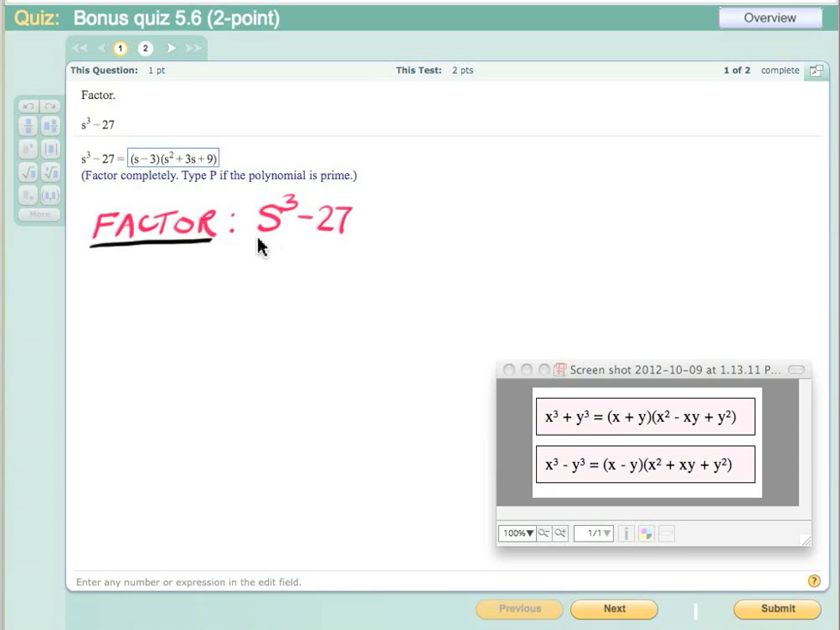Now, when I first look at this problem, I don't see straight away that I have the difference of two cubes. That's what they're going to do. They're going to camouflage that fact in a lot of different ways, and you're going to have to do some massaging. I see that the first term is certainly a cube. If I rewrite 27, though, and factor it, you realize that 27 is equal to 3 times 3 times 3. It's a perfect cube. And now I do in fact have the difference of two cubes, and I can run this formula right here.